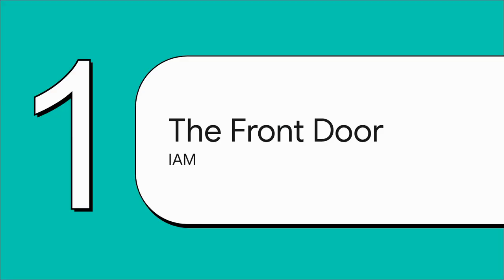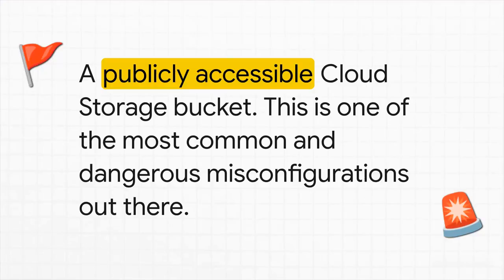For me, it's always at the front door. Before we look at encryption, before we look at networking, we have to know who has the keys to the kingdom. And in Google Cloud, that means taking a deep, hard look at identity and access management, or IAM. The first thing that jumps right off the page, the thing my eyes scan for immediately, is this giant red flag: a cloud storage bucket that's configured to be publicly accessible to the entire internet.